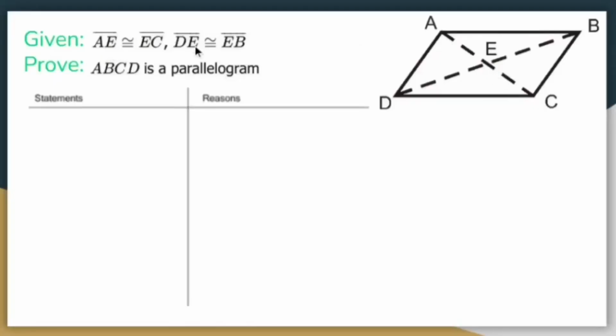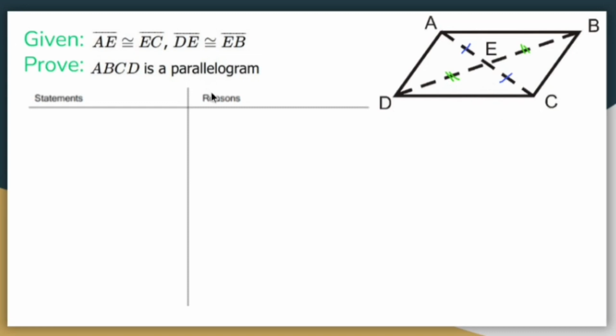Given AE is congruent to EC, and DE is congruent to EB, I need to prove that ABCD is a parallelogram. So what do I know? I know that you guys are congruent. I know that you guys are congruent. That's it. I need to explain that these are a parallelogram. Well, there's three ways really that you can show that things are a parallelogram. And none of them really have to do with the diagonals. But what they do have to do with are either opposing angles, consecutive angles, or opposing sides.